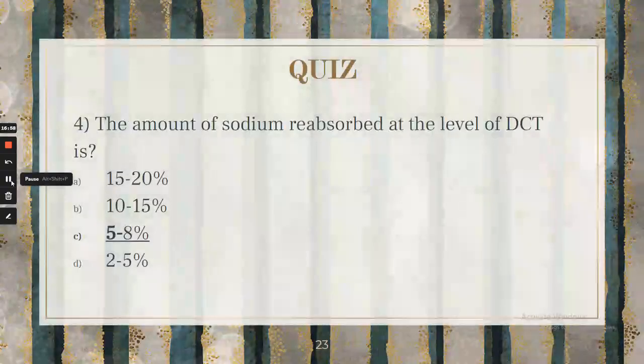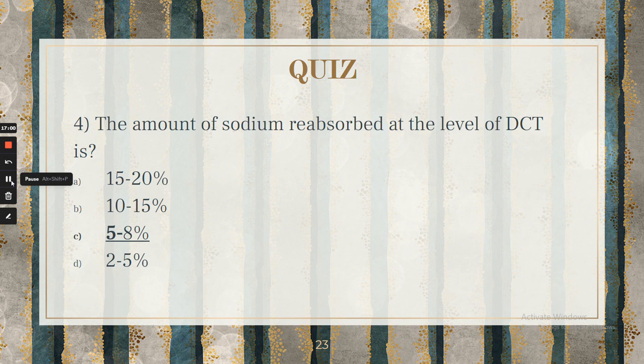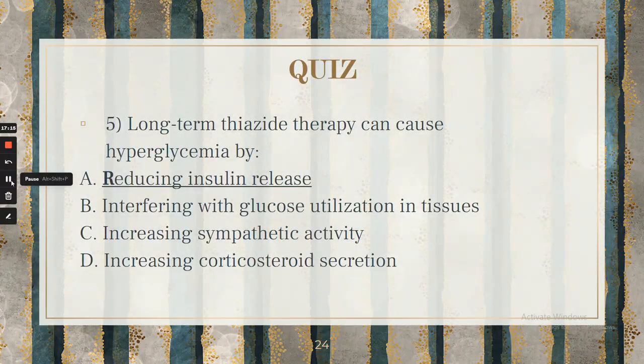Okay. Fourth question. The amount of sodium reabsorbed at the level of DCT is 15 to 20%, 10 to 15%, 5 to 8%, or 2 to 5%. It is 5 to 8%. Last question. Long-term thiazide therapy can cause hyperglycemia by reducing insulin release, interfering with glucose utilization in tissues, increasing sympathetic activity, or increasing the corticosteroid secretion. The answer for this is reducing the insulin release.